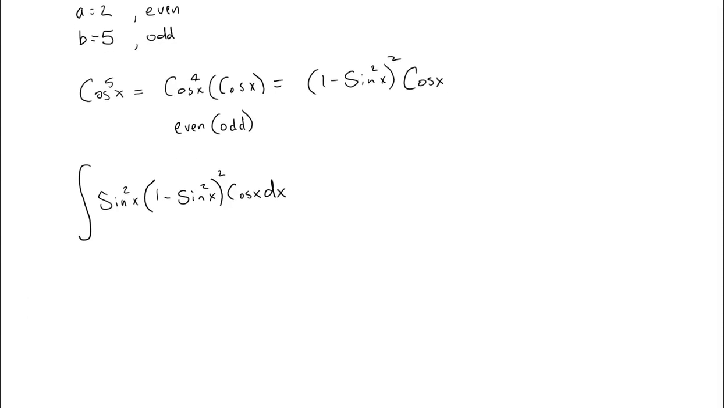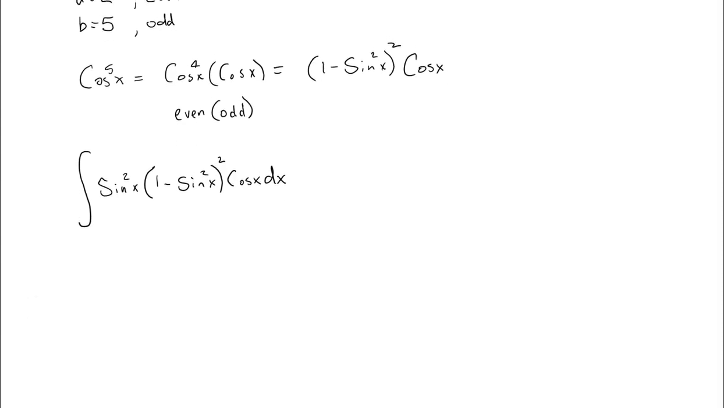Now, rather than choosing cosine as our u here, we're going to want to use the one that's in the parentheses, and that's sine of x. So we have u equals sine of x, and then our du, well, the derivative of sine of x is cosine of x dx, and we see that here we have our cosine of x dx, and here we have our cosine of x dx, so this looks like it's going to be a very good u substitution.